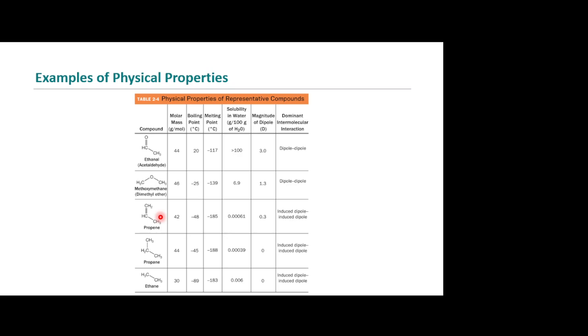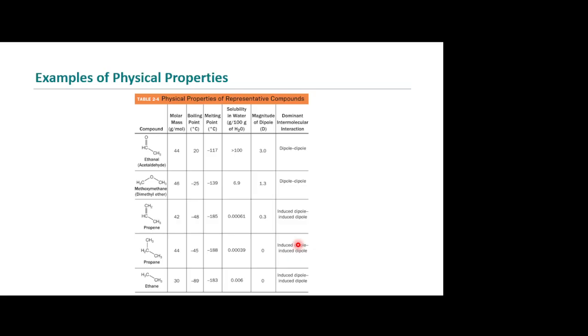This one right here is propene. That's the double bond. Propane and then ethane. Notice as we go here, these are very similar for melting and boiling points because all you have to depend on here is what's called induced dipole, which you know as London dispersion forces probably. Okay. Did you ever hear of it as induced dipole?